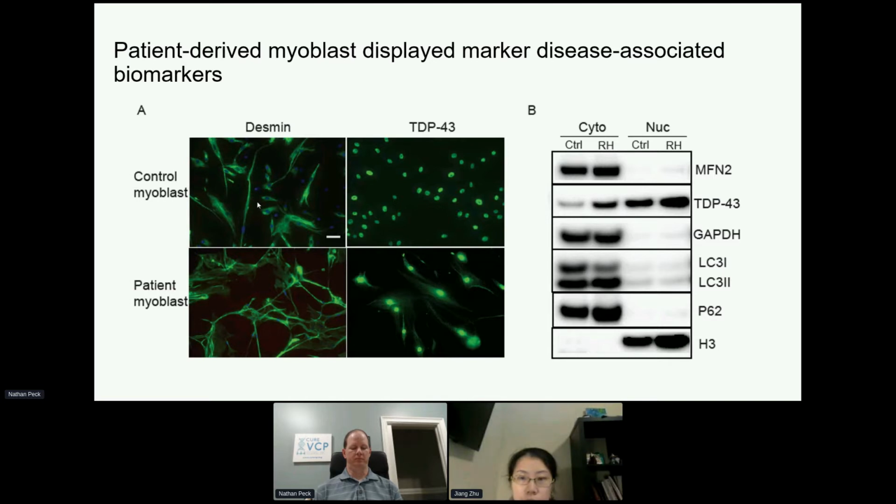However, when we're looking at TDP43 location in these two cell lines, we find TDP43 is mainly located in the nucleus of the control myoblast. However, we start seeing TDP43 leaking out into the patient myoblast cytoplasm. When we are looking on the right at the Western blot analyses of a cytoplasmic nuclear fractionation, we found that TDP43 indeed is increased in the patient-derived myoblast cytoplasm, and it's more than the control cell, suggesting that TDP43-related pathology is observed in these cells. Next.